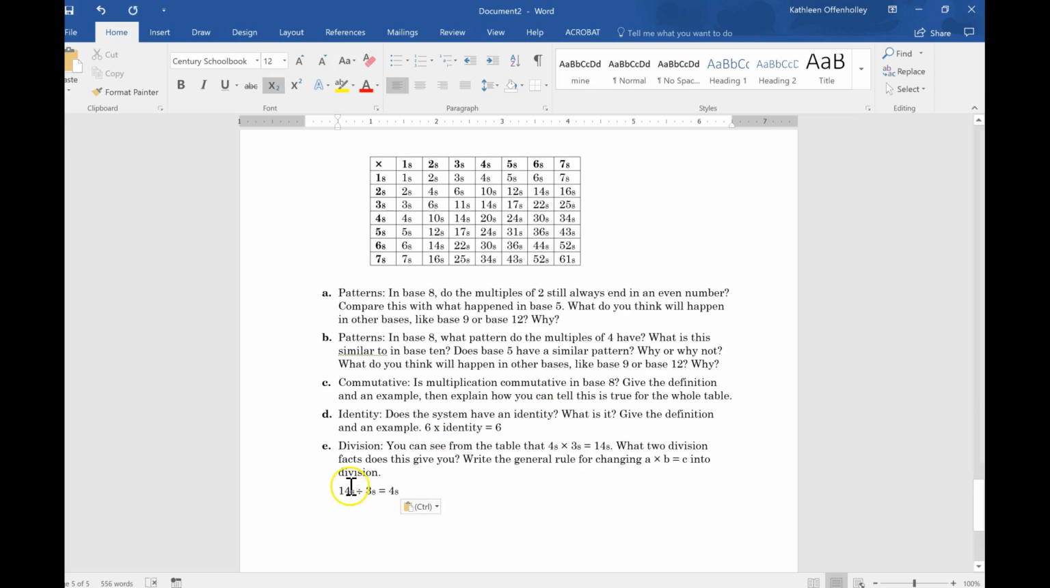And similarly, you can do 1 4 divided by 4 is equal to 3. Either way, this should work to give you the division facts. And in general, if you have A times B equals C here, if you divide these two numbers, you get C divided by B equals A, or C divided by A equals B.